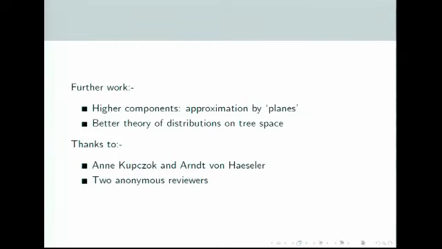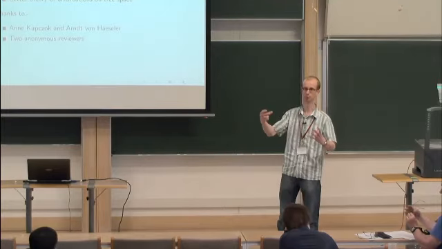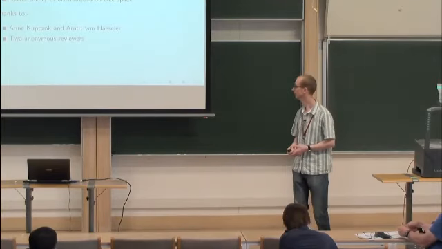What I haven't done is tell you about higher components. I've only spoken about the first component, and I've put that down as further work, even though I've got some results along that line. But I think what I'd like to do is get a better understanding of the theory of distributions on tree space, as to whether thinking about distributions as rugby ball kind of spreads of points is the right thing to do.